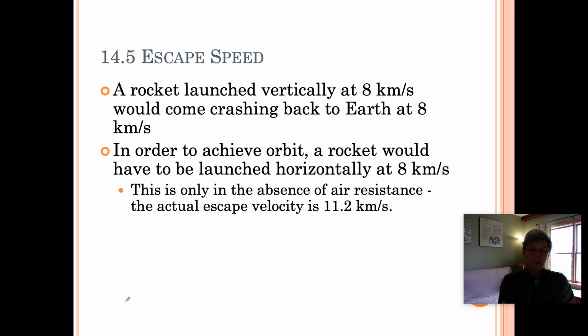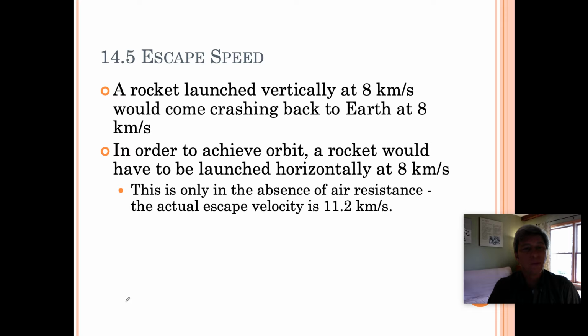So the moral of the story is that if we launched this rocket horizontally at 8 kilometers per second, it would still crash back down to Earth because air resistance would not allow it to travel fast enough to get into orbit. The actual escape velocity for the Earth is 11.2 kilometers per second. That doesn't seem like a whole lot more than 8 kilometers per second, but think about that. 11.2 kilometers is actually 3.2 kilometers, or 3,200 meters, more than the 8 kilometer per second velocity.